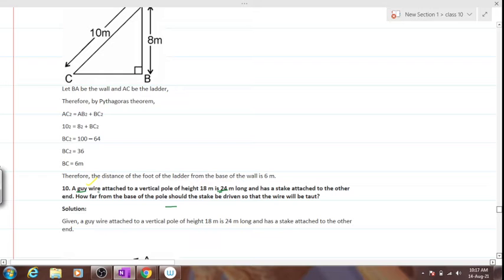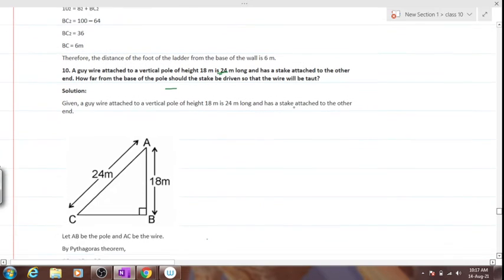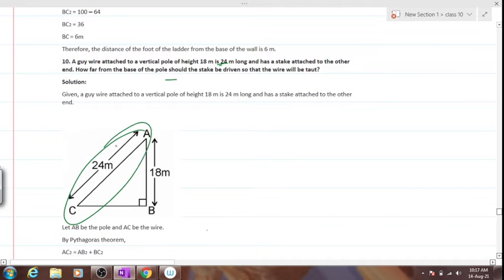Yes. Can anybody tell me what is the guy wire? The thick steel wires that we see, no? Those are called guy wires. Okay. So we see the wire is 24 meters long, and the height of the vertical pole should be 18 meters, right? We have to calculate how far is the base of the pole from the wire's end.